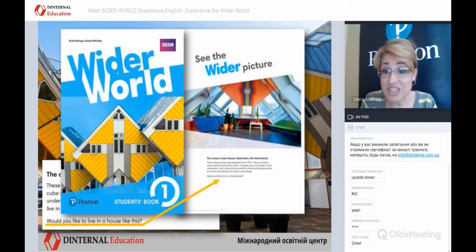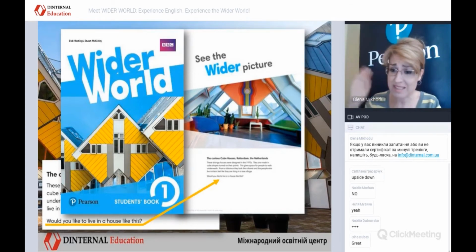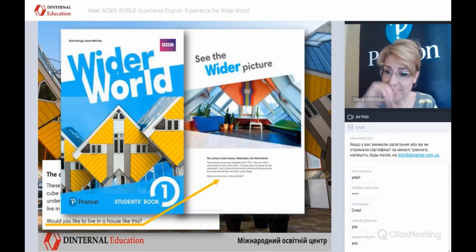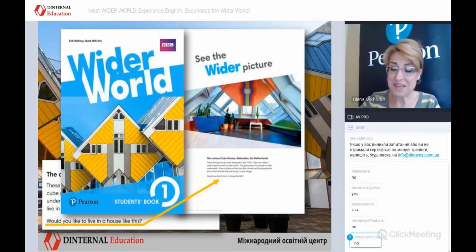And the question here is, well, that's how level 1 starts. It's even before unit 1. Would you like to live in a house like that? Could you give me a sign like yes or no if you would like to live in a house like that? I would probably, yes, says Lydia. Yes, okay. No. Well, I'm not sure about living. I would probably like to work in an office like that. It's a very jolly kind of office. But anyway, thank you very much.